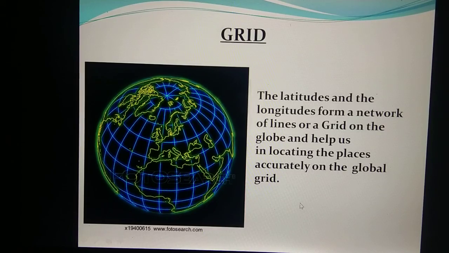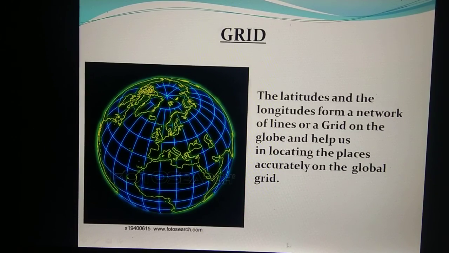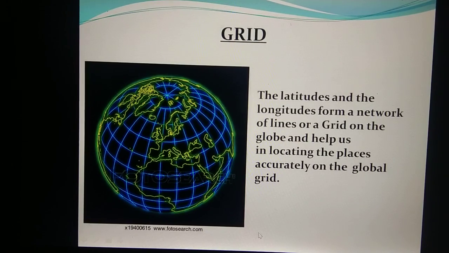Now, what are grids? The latitudes and longitudes form a network. If you see the latitudes and longitudes, they are forming a network over here, and this network helps us in locating the places accurately on the global grid. So, latitudes and longitudes form a network which forms a grid.